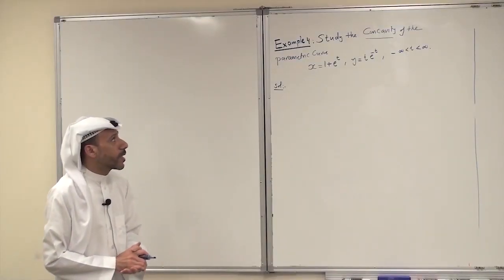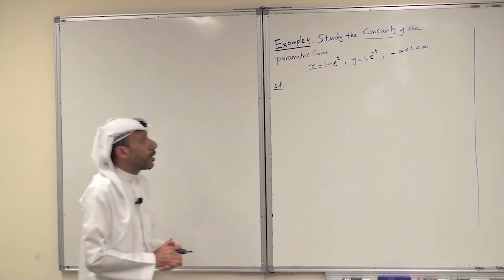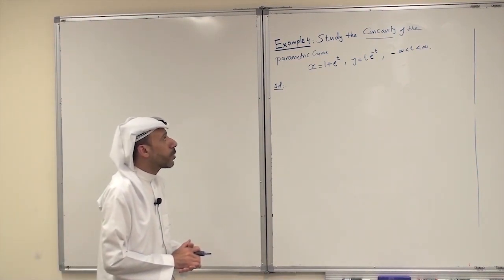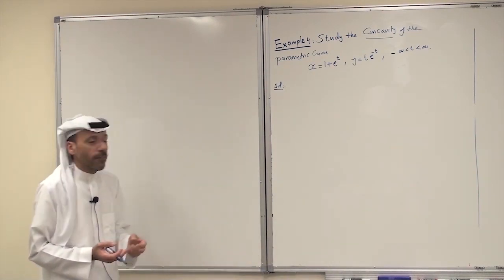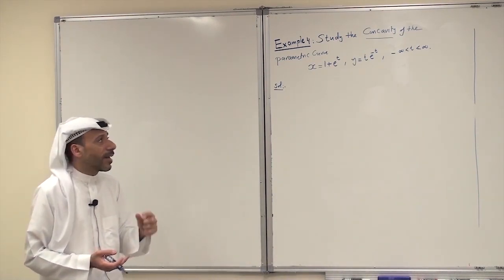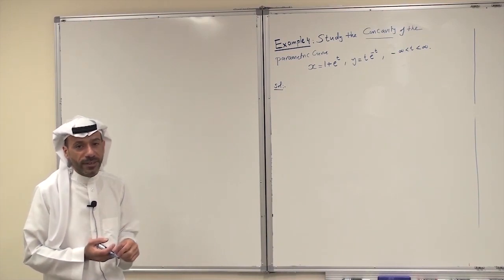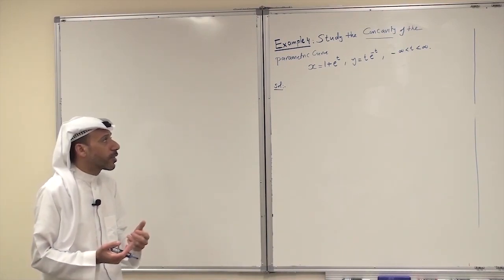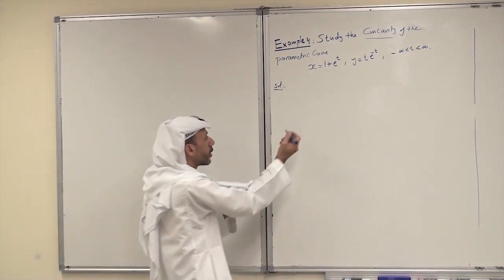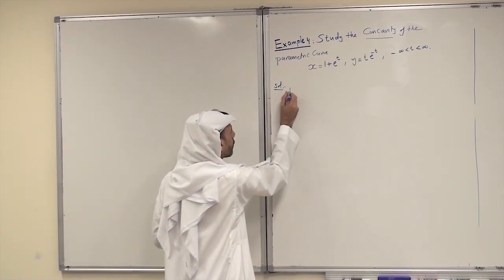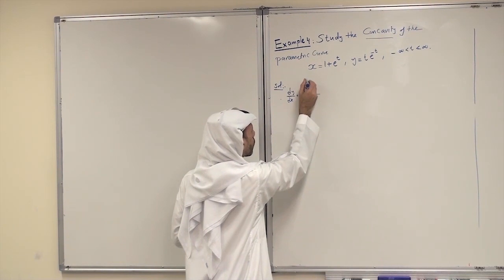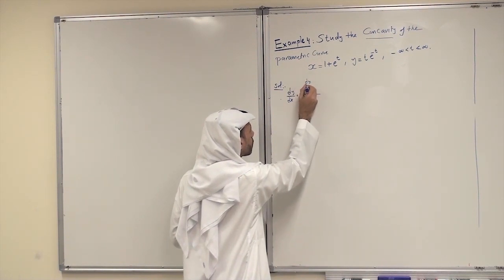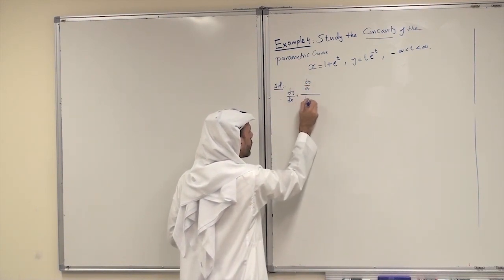We consider now example 4. Study the concavity of the parametric curve. For the concavity, we have to find the second derivative and study the sign of the second derivative. And for that, we have first to find the first derivative. So this is dy/dx, and this equals by the formula dy/dt over dx/dt.